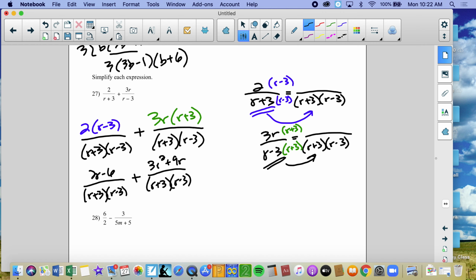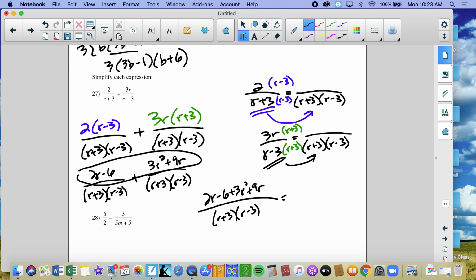Now we have like denominators, so let's combine their numerators. We're going to get 2r minus 6 plus 3r squared plus 9r all over r plus 3, r minus 3. Let's put it in standard form and combine like terms. 3r squared plus 11r minus 6 all over r plus 3, r minus 3. 9, 10, 11, yep, that's good.